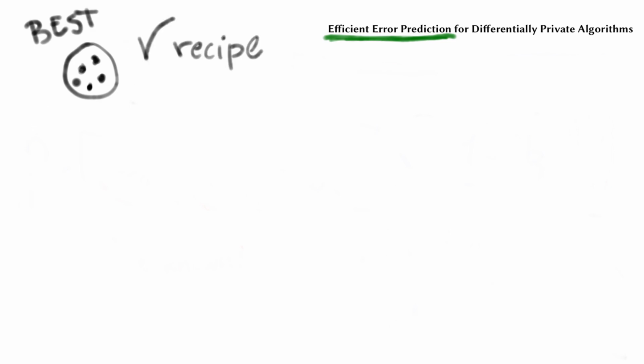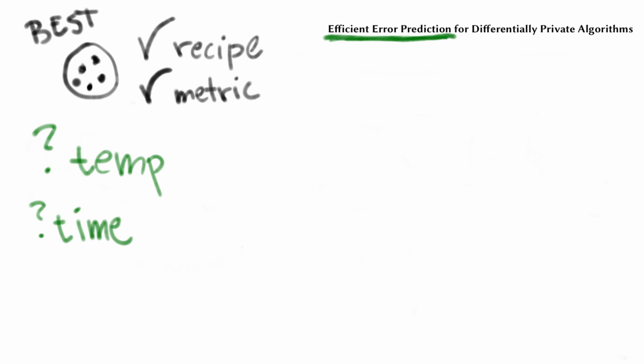Let's again use an example to motivate the need for an efficient method here. Imagine that you want to bake a cookie, and you want to make the best cookie. Now let's assume you already know the best recipe for a cookie, and that you have a metric for measuring how good your cookie is. Still, you need to figure out what temperature you should set your oven to, and how long you should put the cookie in the oven.